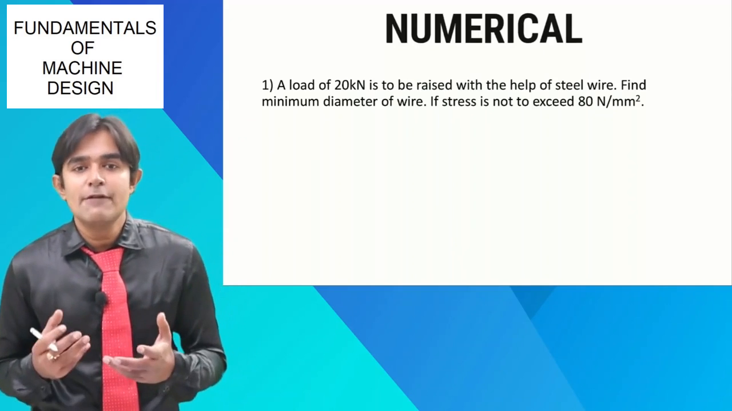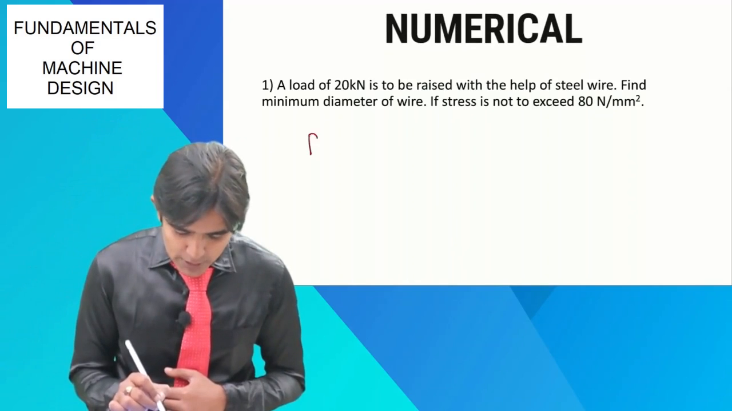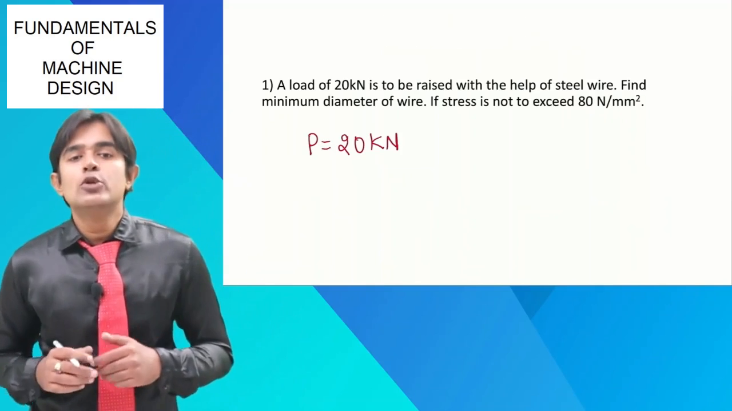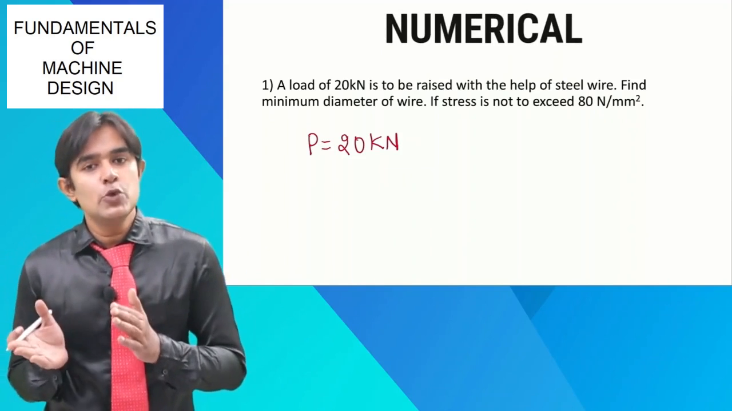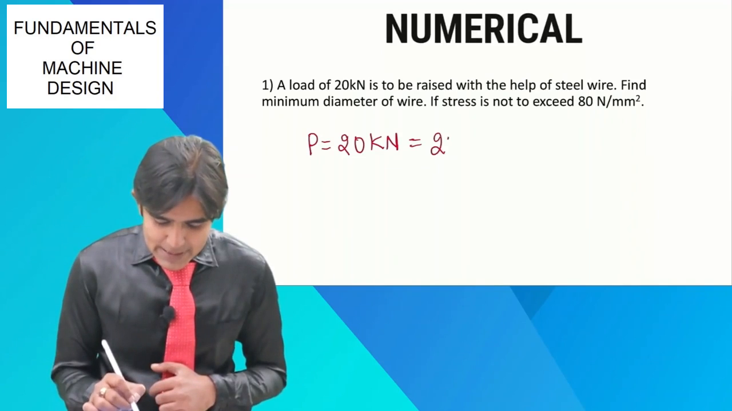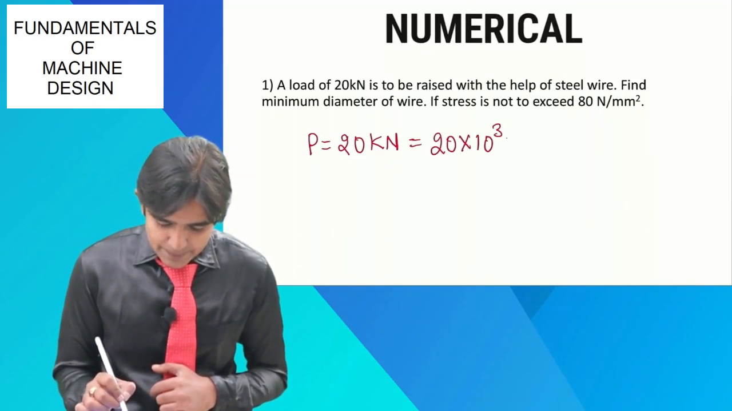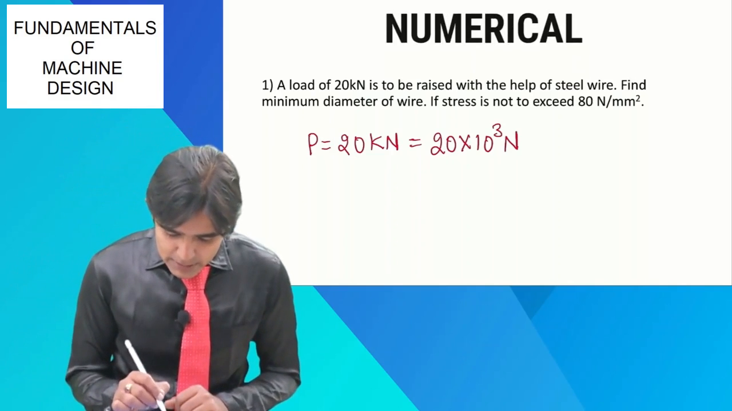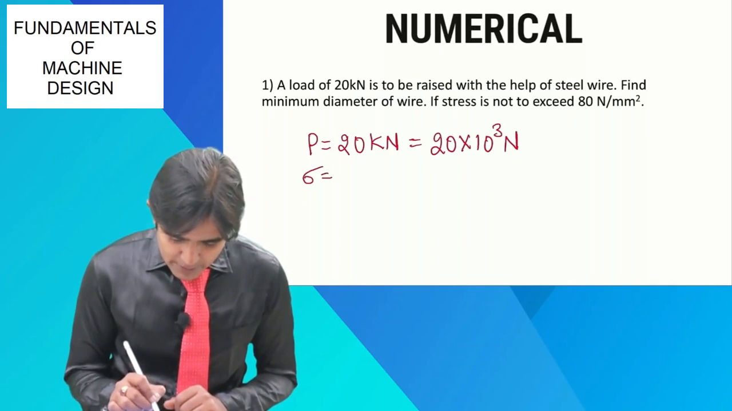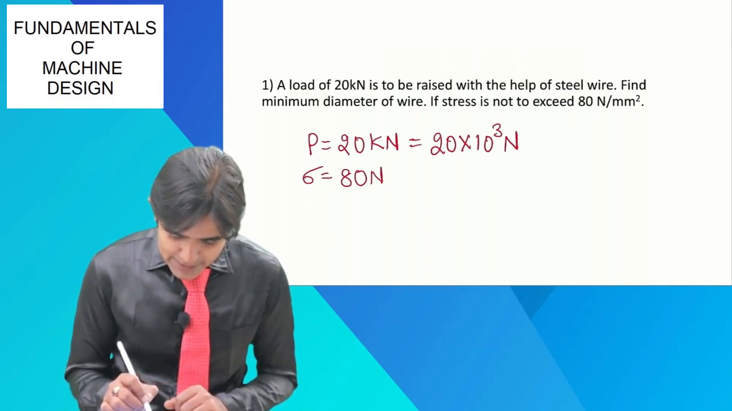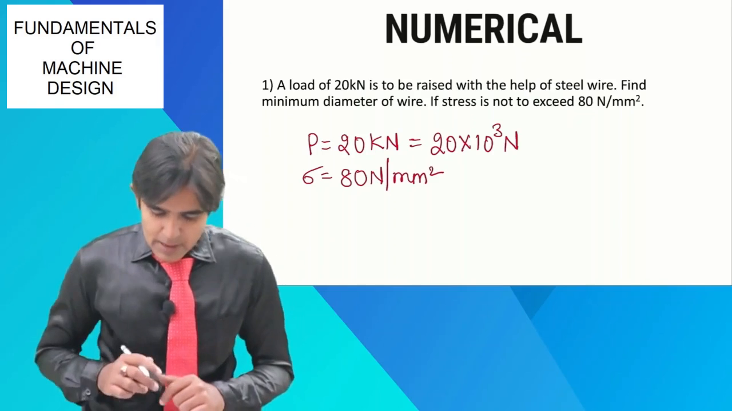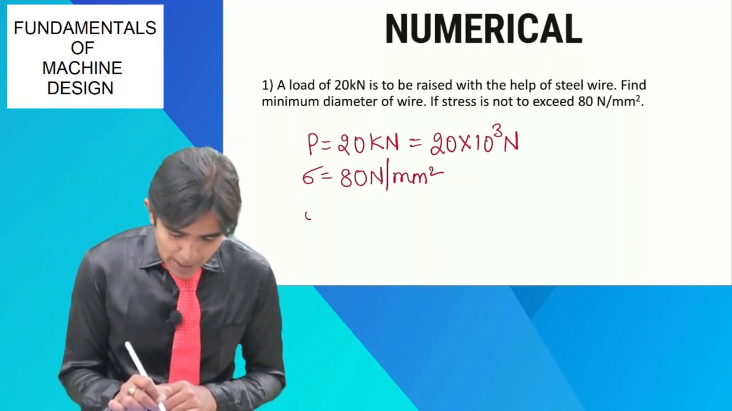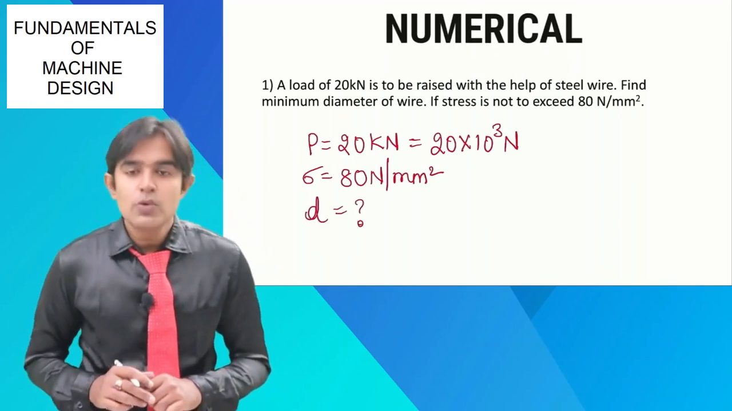First, I'll be writing the given data. The first thing given is the load, which is P. It is given as 20 kilonewton. I need to do the conversion, so I'll be converting it into Newton. So 20 into 10 raised to 3 Newton. Next, the thing which is given is the stress, which is denoted by sigma, and it is given as 80 Newton per mm square. What I need to do is find out the diameter of the wire. So D is equal to what?